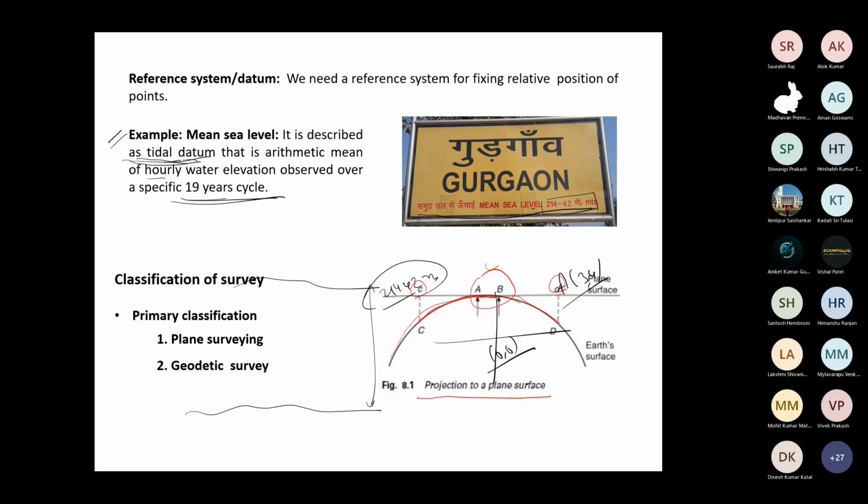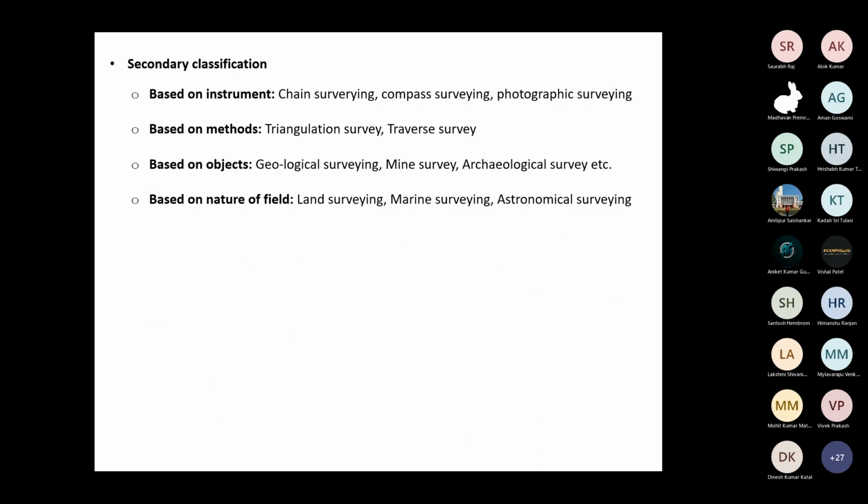Okay. So this is one classification of survey, the primary classification. There are some secondary classifications also. Based on instrument, I can classify the survey. If you're using the chain, it can be chain survey, compass survey. If you're using photography, then it can be photographic survey. Based on method, I can classify: triangulation survey, where we make triangles and do the survey, and traverse survey. We'll discuss all these things.